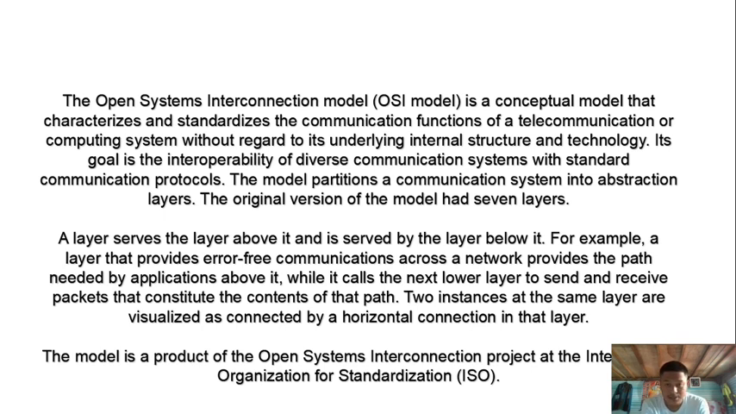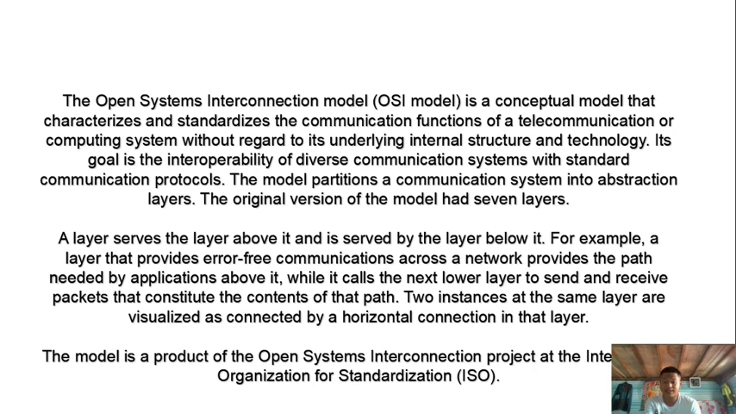The model partitions a communication system into abstraction layers. The original version of the model had 7 layers. A layer serves the layer above it and is served by the layer below it. For example, a layer that provides an error-free connection across the network provides the path needed by the application above it, while it calls the next lower layer to send and receive packets that constitute the content of the path.